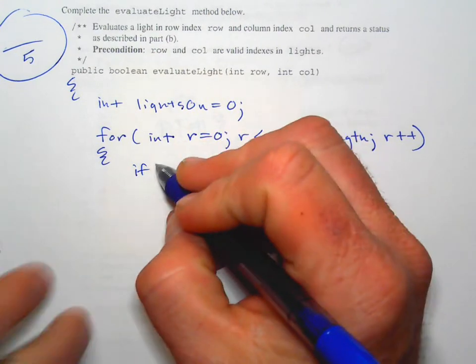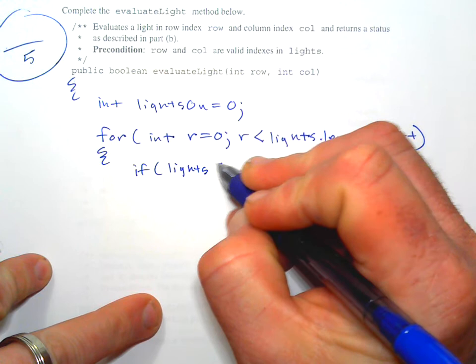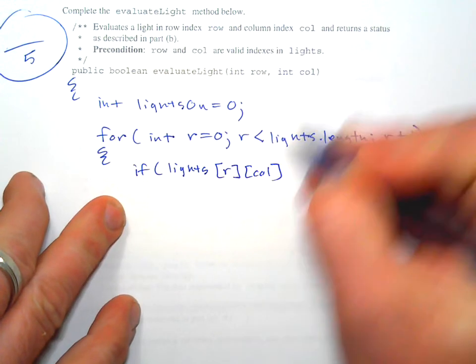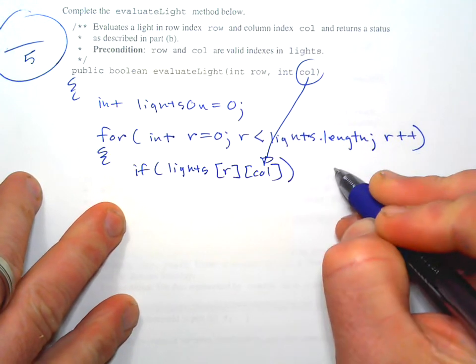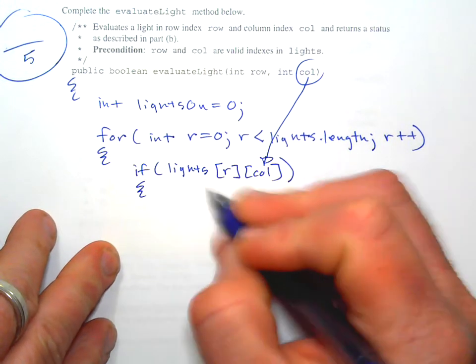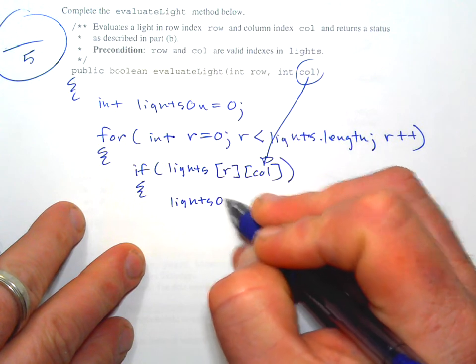So we need to count the lights that are on. So we're going to check if the row, and then column just stays column, right? That's the thing that stays column. And we could say equal equals true, or we could just say that because it is Boolean. So if it's on, it'll be true. And then we could increment our counter.